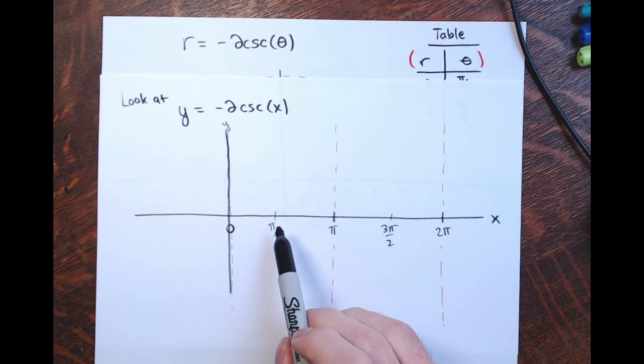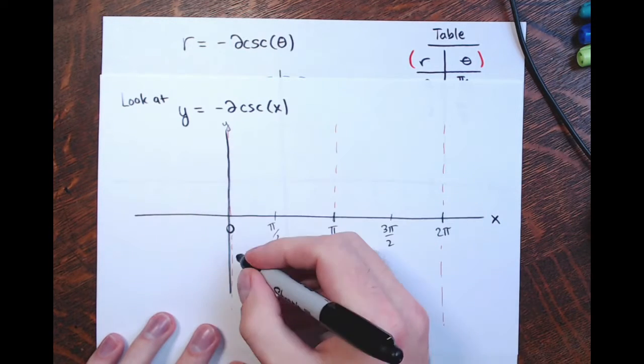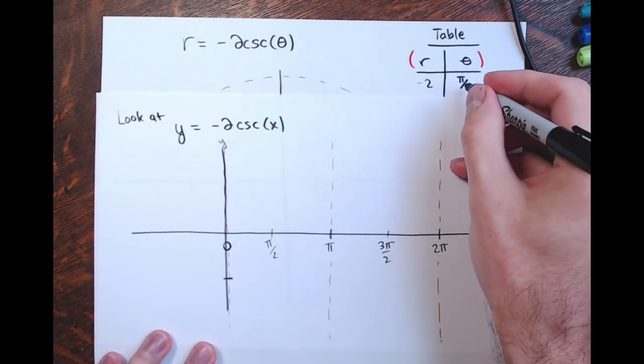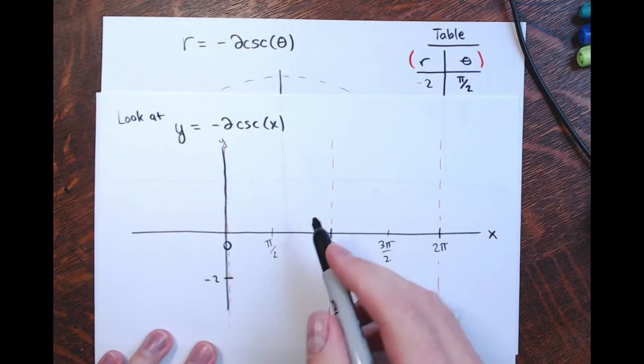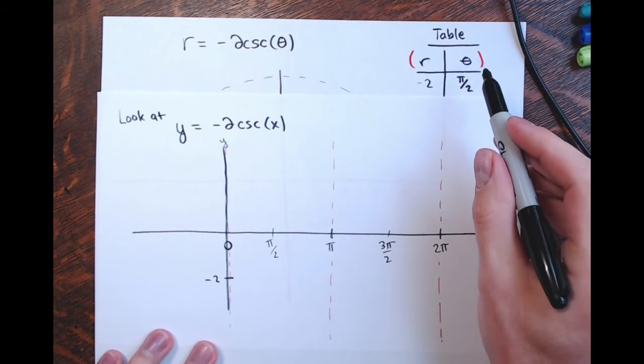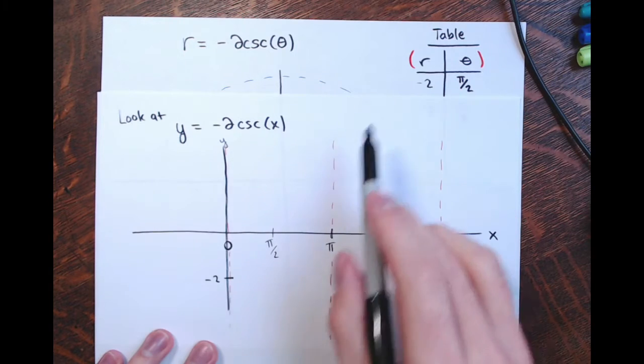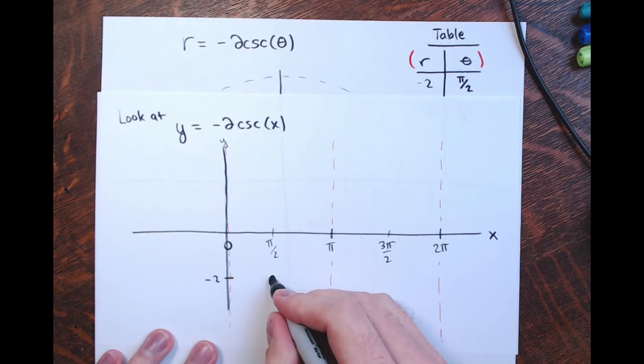and the value at pi over 2 here would be, again, -2. And we saw that here. So again, when I say x, I really mean theta. When I say y, I really mean -2. But we're going back to our old graphs.